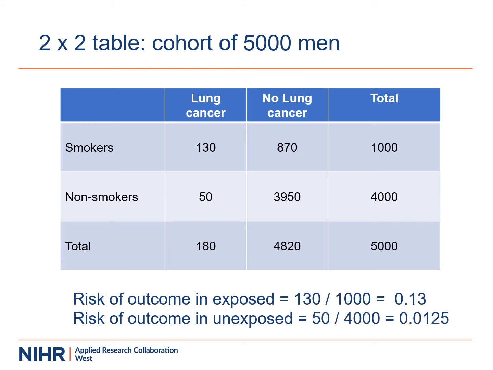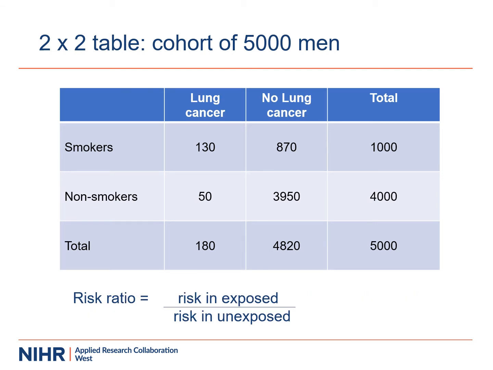So to calculate the risk of lung cancer in the group of smokers, we would calculate 130 divided by 1,000, which gives us a risk of 0.13 or 13%. And to calculate the risk of lung cancer in non-smokers, we have 50 divided by 4,000, which gives us a risk of 0.0125 or just over 1%. So we can see from this that the risk is much higher in smokers than non-smokers, which we would expect.